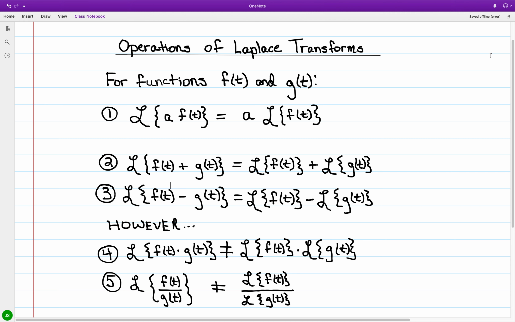However, while we can separate in terms of addition and subtraction, we cannot do likewise in the case of multiplication and division. All right.